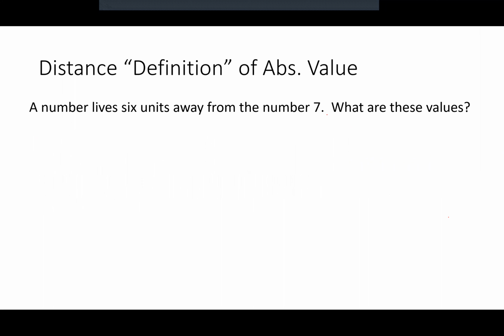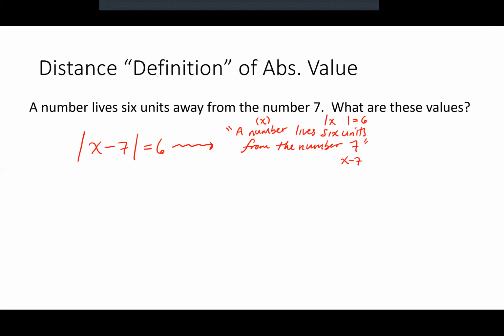Okay, so let's first use mathematical machinery to put this together. A number lives 6 units away from the number 7. So a number, we always denote that as x, and we live 6 units away from the number 7. Living 6 units away means we're talking about a distance, right? This means we're going to be using absolute value. If I rewrote this using mathematical notation, without using words, that's exactly how I would say this. The absolute value of x minus 7 is equal to 6.